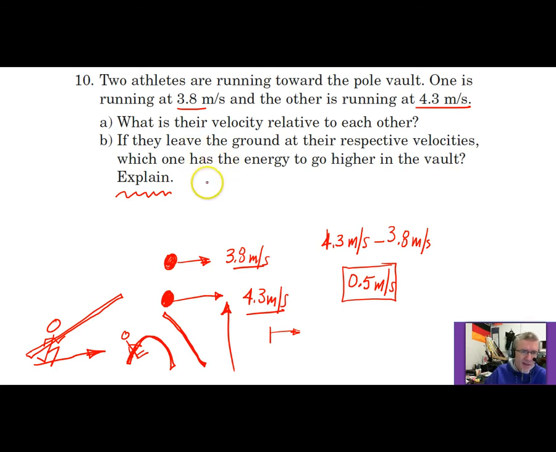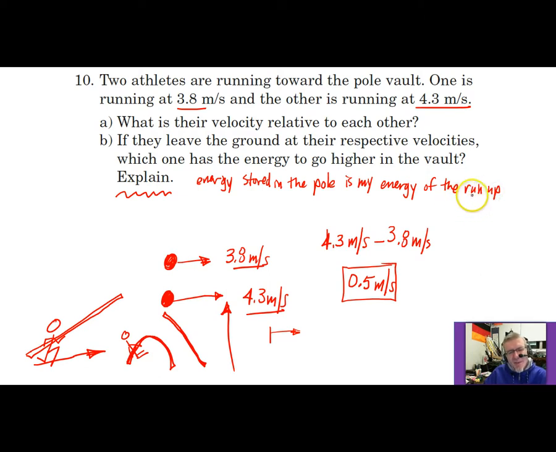So here's how I would say that. The energy stored in the pole vault, in the pole, is my energy of the run up. You know, minus a little bit, right? But that's mostly it.